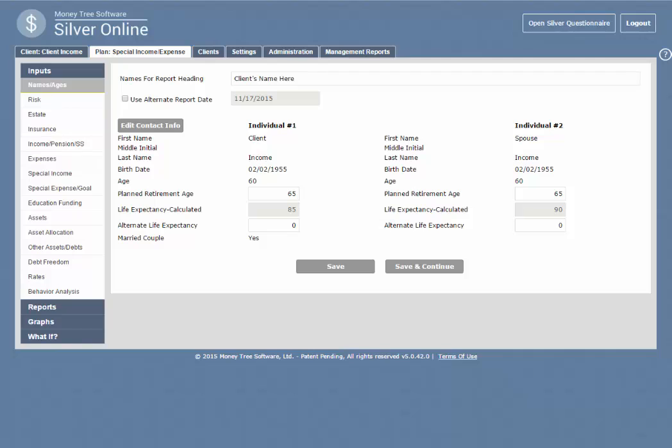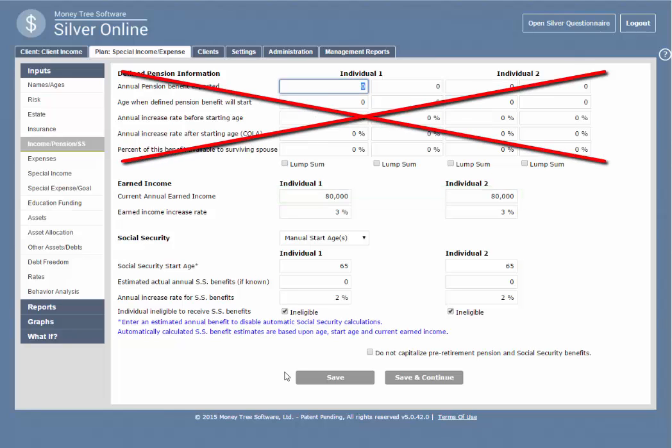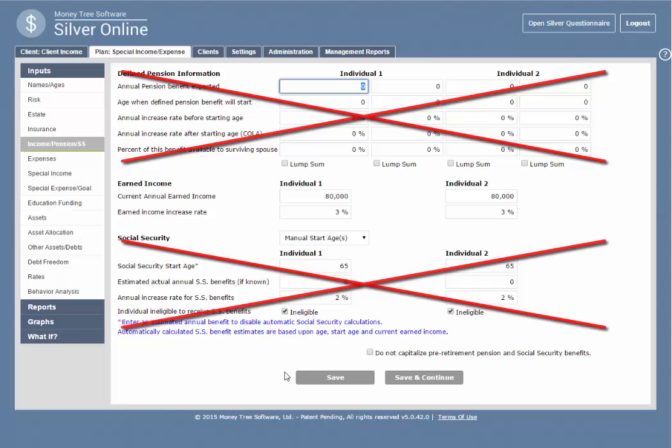First, let's go over the basic assumptions that I'm going to use for this case. Right now I have two individuals that are both age 60 and both retiring in 5 years. If we go to the income section, you'll see that I have input that they have a gross income collectively of $160,000 a year. For this scenario, I have not included any pension income or any Social Security income.